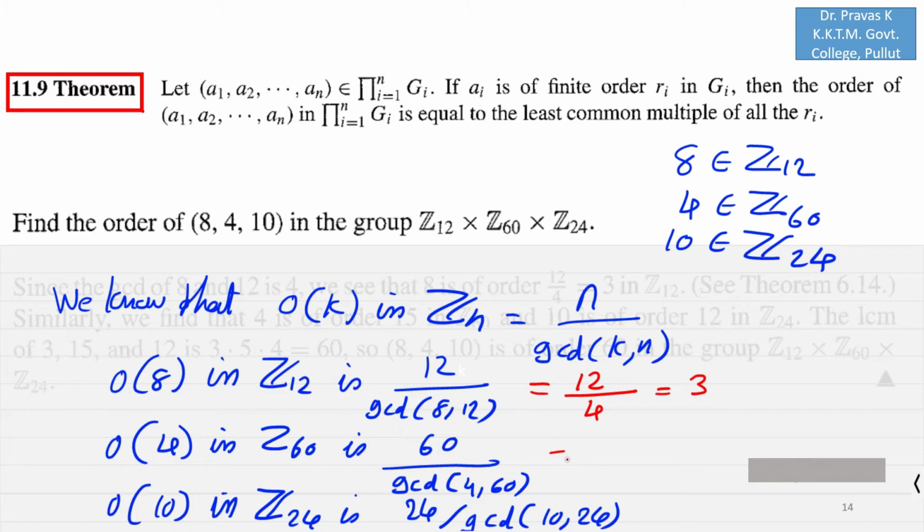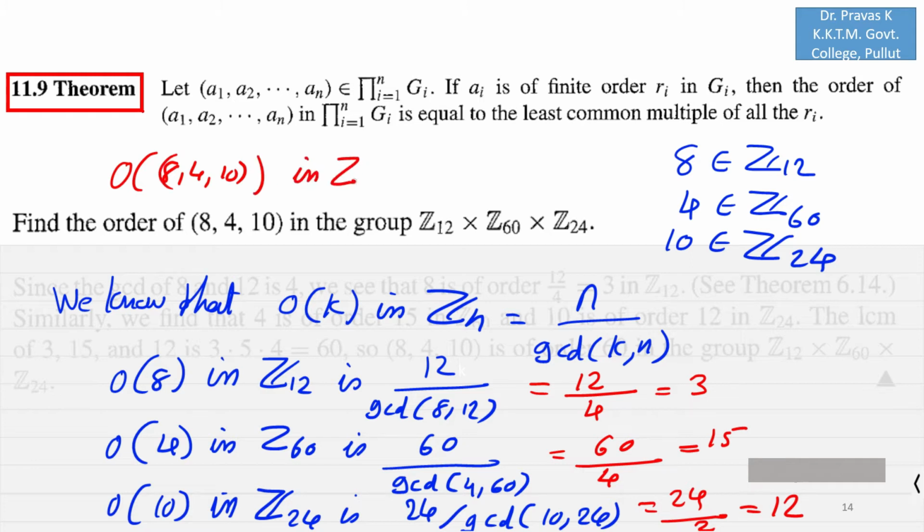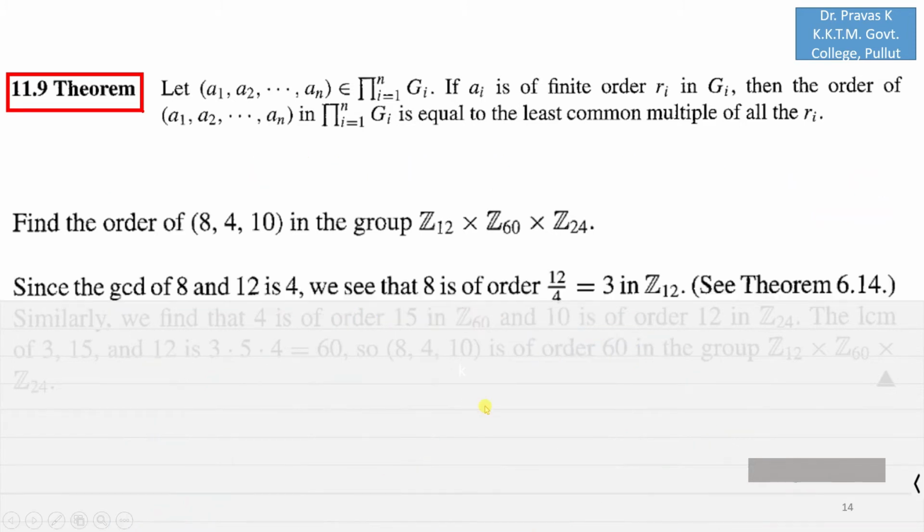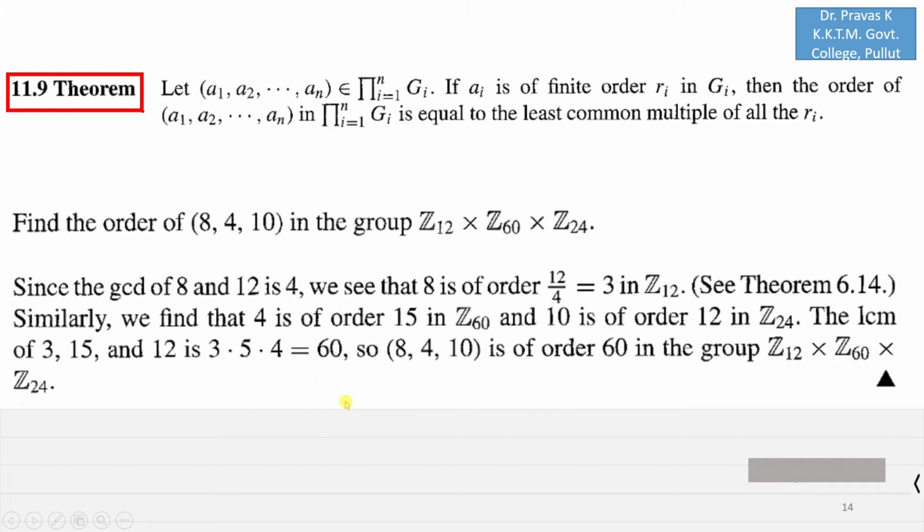And the order of 4 in Z60 is 60 divided by GCD of 4 and 60, which is 4, so you will get 15. And the GCD of 10 and 24 is 2, so this becomes 24 by 2, that is 12. So by this theorem, the order of the element (8, 4, 10) in Z12 cross Z60 cross Z24 is the least common multiple of 3, 15 and 12. We can see that it is equal to 60. In the textbook you can see that the problem has a solution given by 60 as the order of the element (8, 4, 10) in Z12 cross Z60 cross Z24.